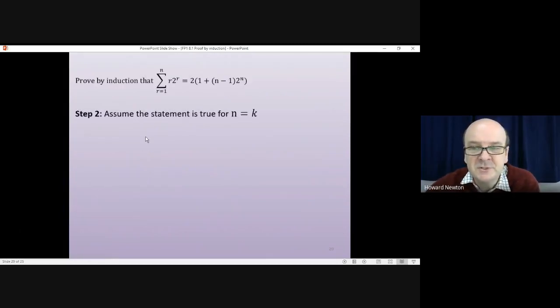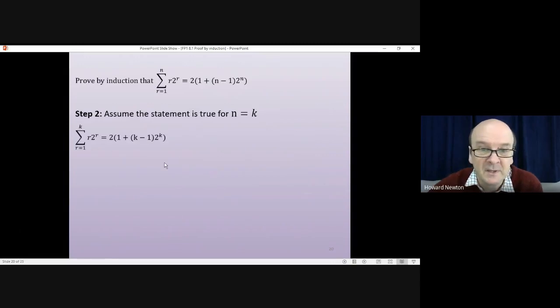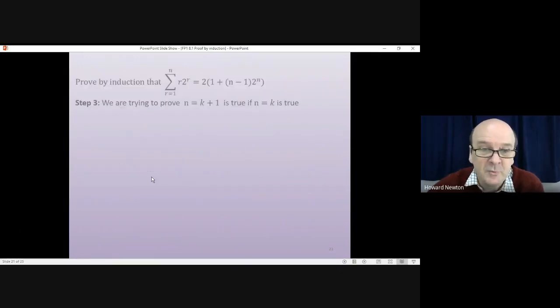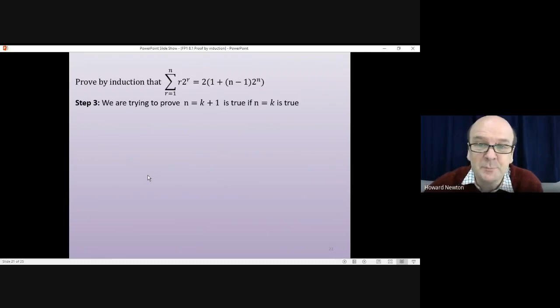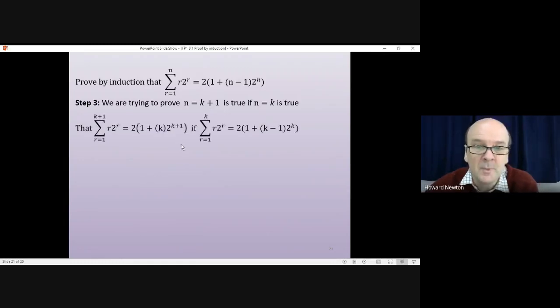Step 2, we assume the statement is true for n equals k. This is easy. You just put n equals k into both sides of the statement. That gives us that. Step 3 is where the action happens. We're trying to prove that n equals k plus 1 is true if n equals k is true. That means we're trying to prove this, that's substituting k plus 1 into here. Be a little careful doing that, and substituting k plus 1 into here. Again, putting k into here. Be careful doing that. We did it on the step before.